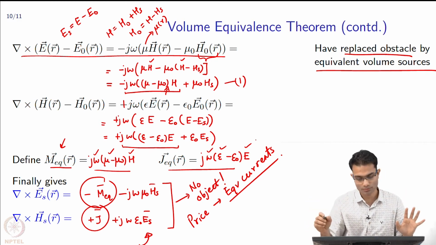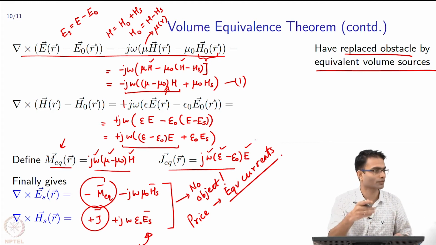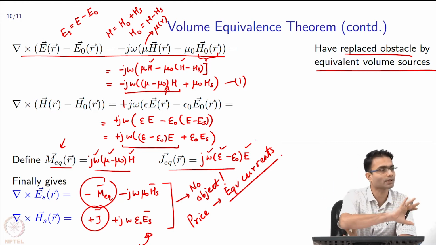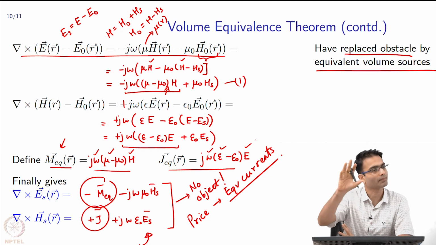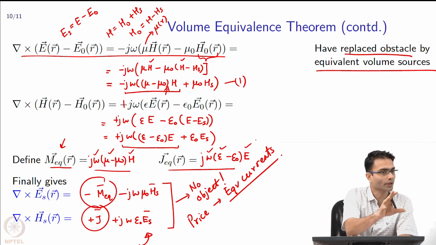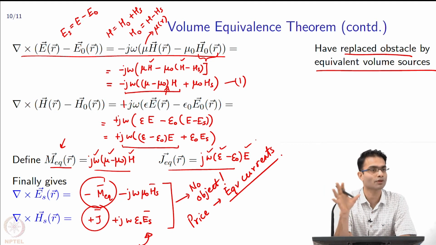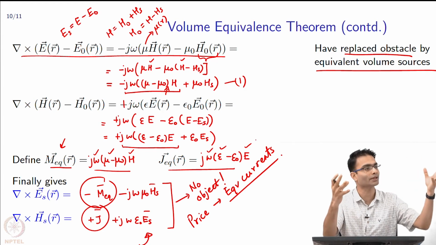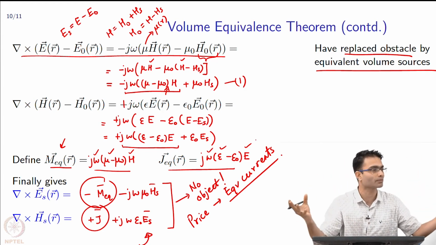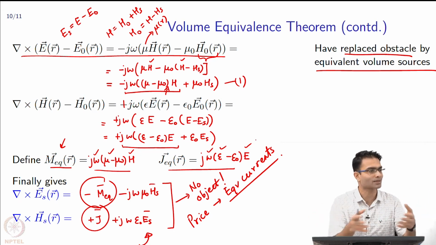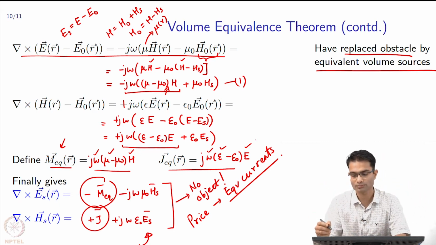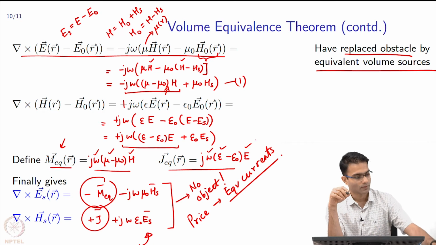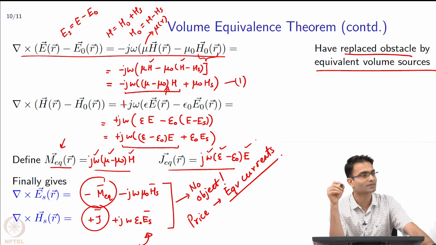The reason for this will become clear as we go along in this course, but this is a popular way of replacing an object by current sources, magnetic and electric. Remember, this is an equivalent problem. It does not physically exist, there aren't physically current sources sitting in space. I am mathematically thinking of them, the solution is the same, because I use these same equations, all I did was add, subtract and things like that. So this is the volume equivalence theorem. This was one of the equivalence theorems.